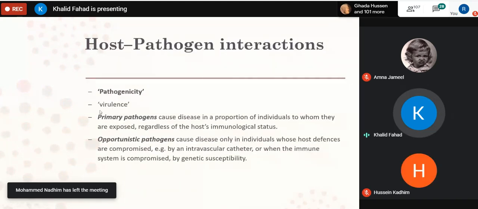So what we learned today: the primary pathogens and the opportunistic pathogens. The difference is the immunological status of the host.